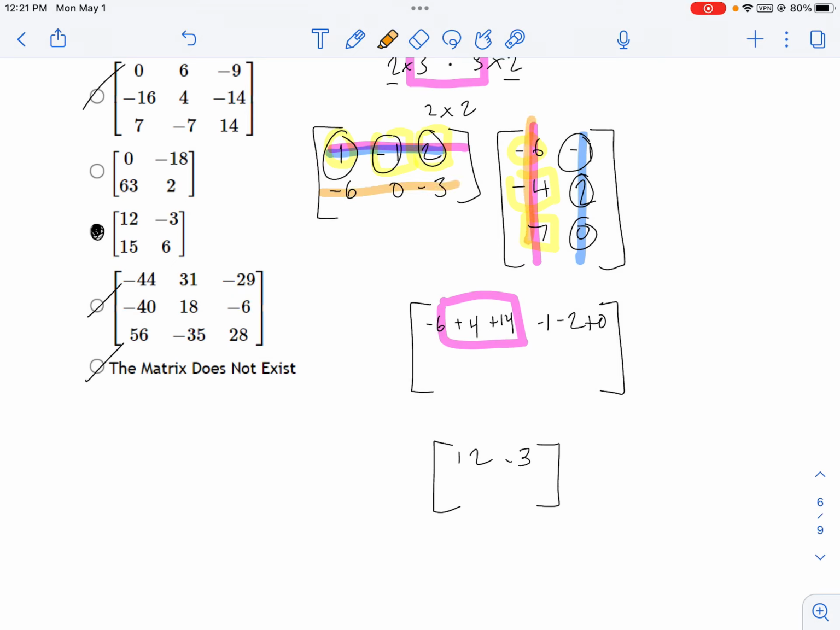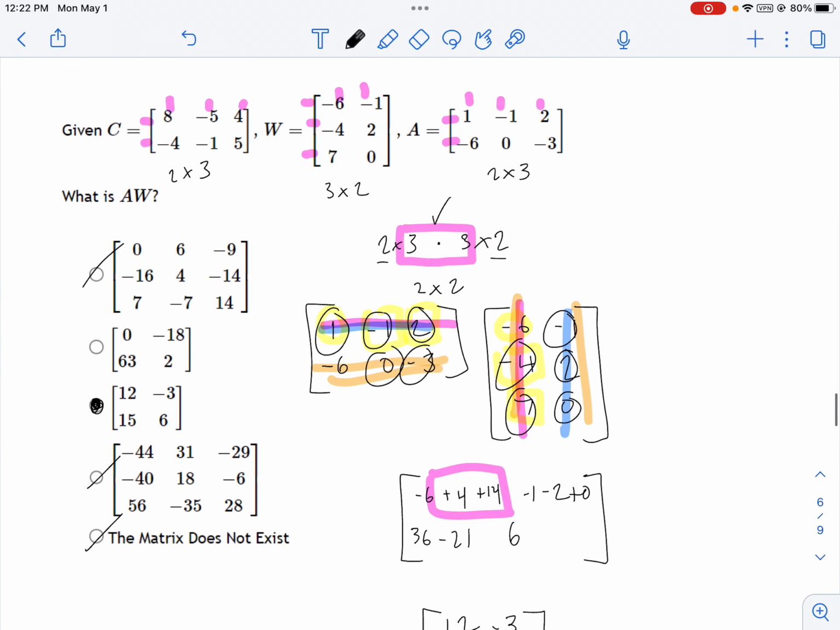So second row, first column. So -6 times -6, 36. 0 times -4, 0, right? -3 times 7, minus 21, which gives us 15 as our next number. And then do the same thing, second row, second column. So -6 times -1, 6, 0 times 2, 0, 0 times 3, 0 times -3, 0, so 6 is the answer. And you'll notice all 4 entries match, and you're good to go.